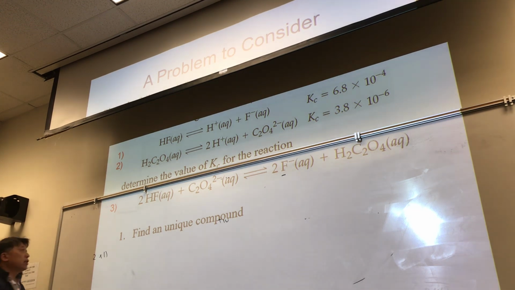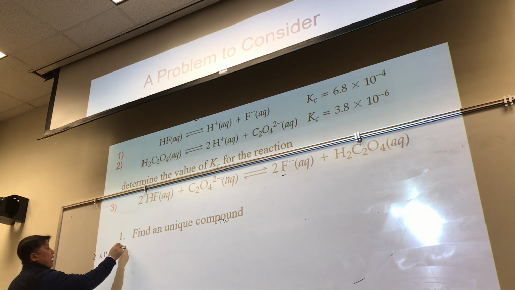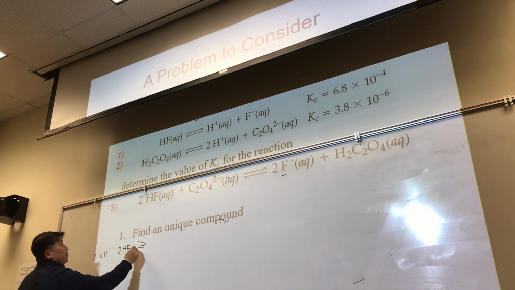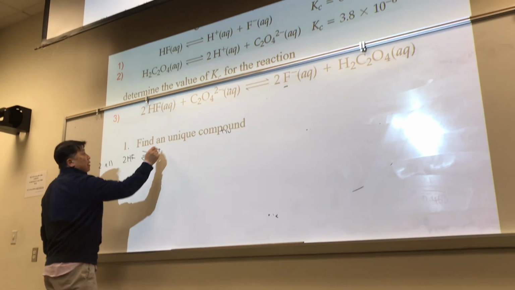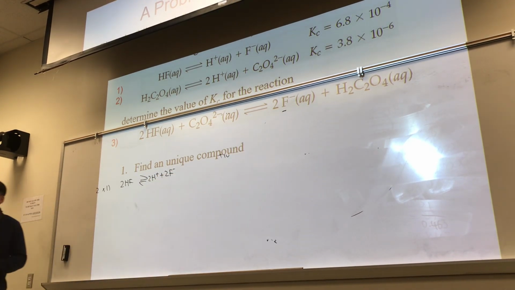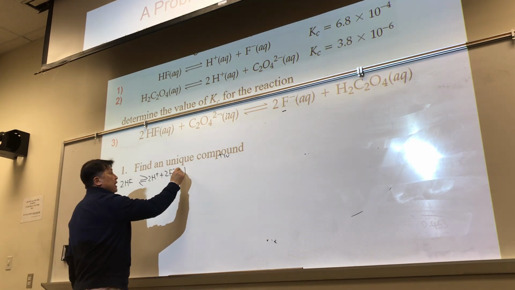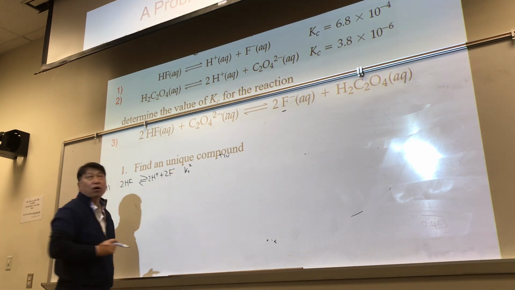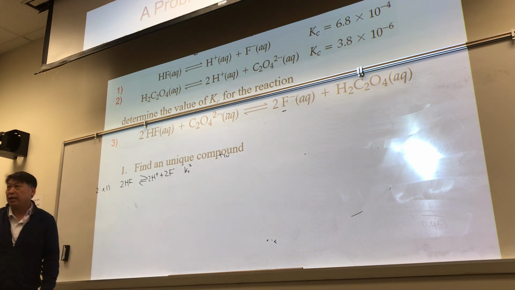Okay? So in this case, 2HF equilibrium H plus 2F minus. Do you all see what I did? Then what do you do to the KC? Do you times it by 2, or just square it? Anytime you multiply, you raise it to the power. Does that make sense? Okay.